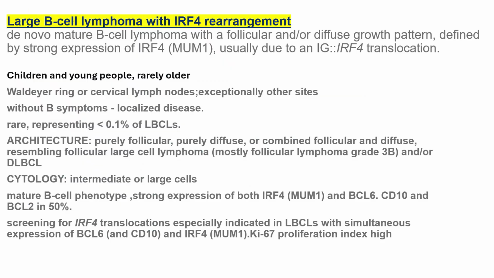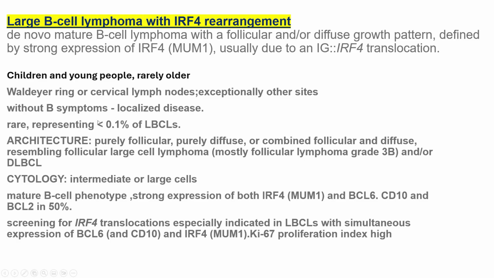It was already in WHO 2017, and this is a de novo mature B-cell lymphoma with follicular and/or diffuse growth pattern with a strong expression of MUM1, which is IRF4, usually due to IG-IRF4 gene translocations. This entity was first described in children and young people, and this is the majority of cases. In older people, like in our patient, it's rare. Typically, it affects Waldeyer ring and cervical lymph nodes, exceptionally other sites. The disease is usually localized with no B symptoms.